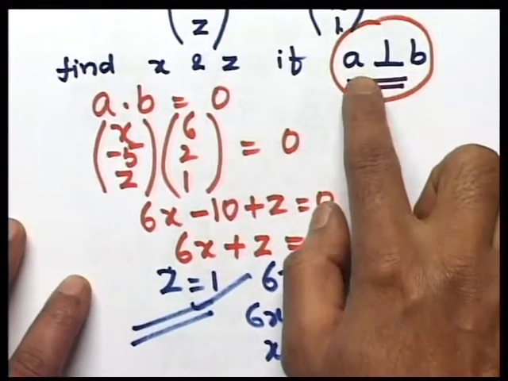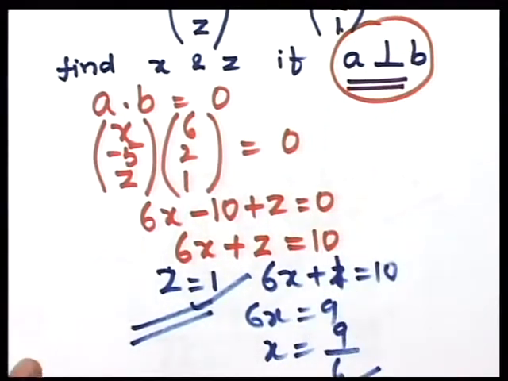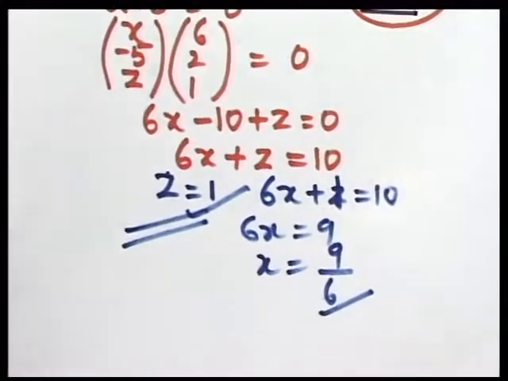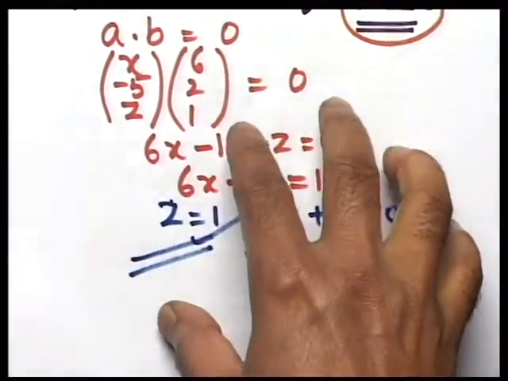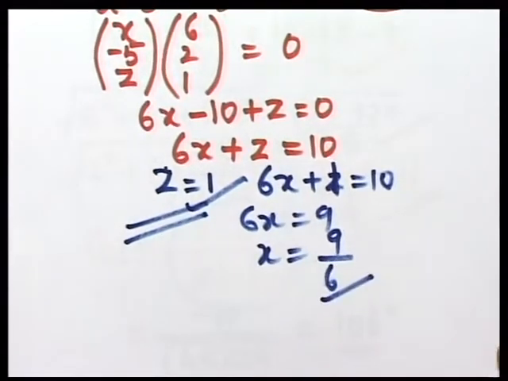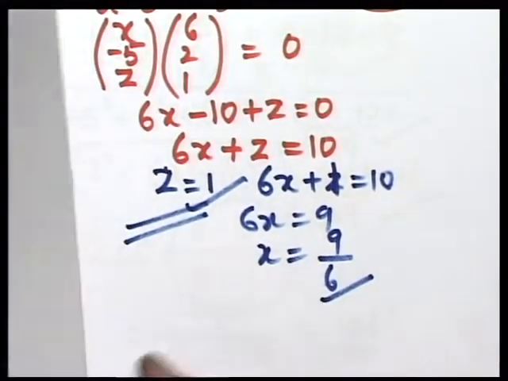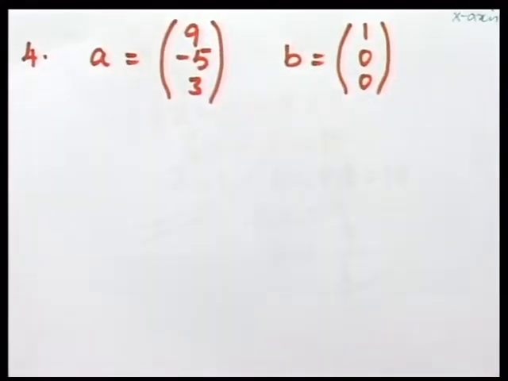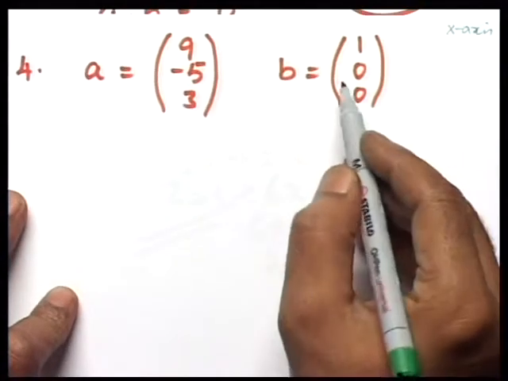So the angle between the two vectors is 90. Okay, that's how you find the x and z values. There is no unique value for x and z. Remember that, please.